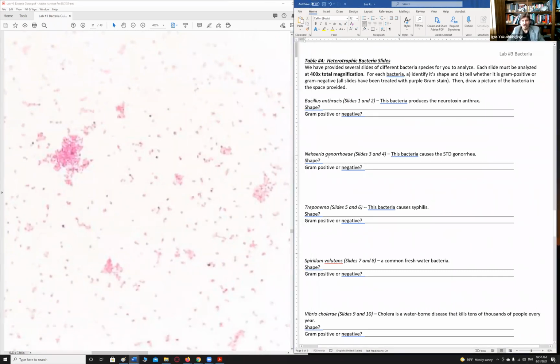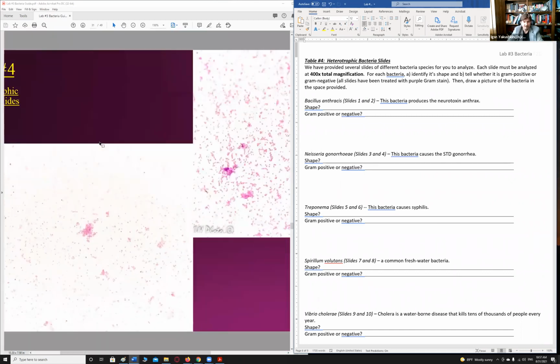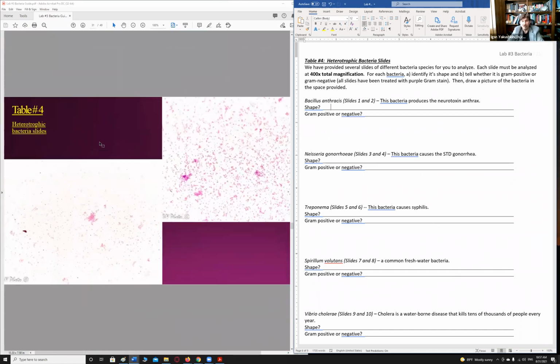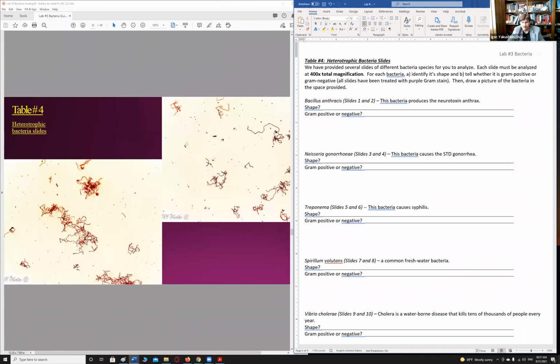So we're looking at the clusters of the round-shaped bacteria. So Neisseria gonorrhea is a coccus. And you see it's not purplish, it's kind of a pinkish reddish color. That's the gram-negative bacteria. On the lab practical, whatever you'll see, you will not have to guess.